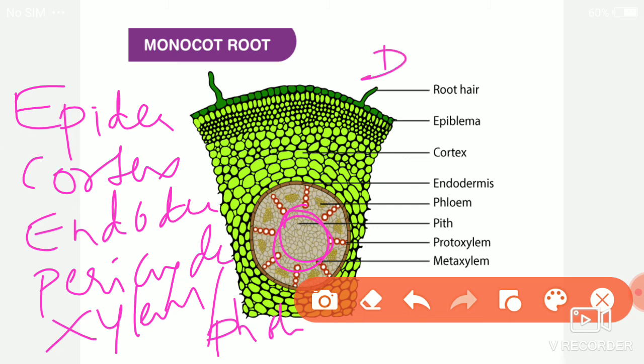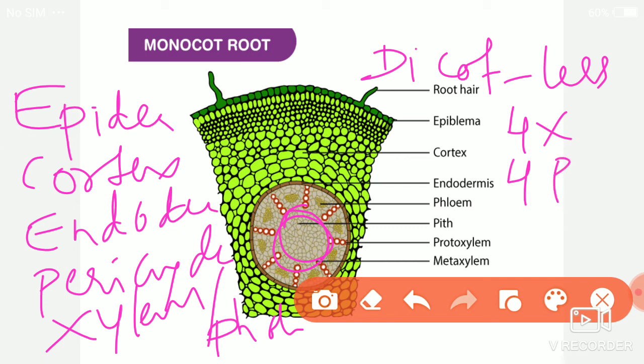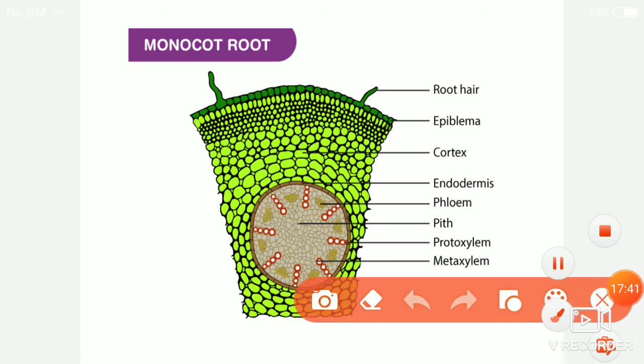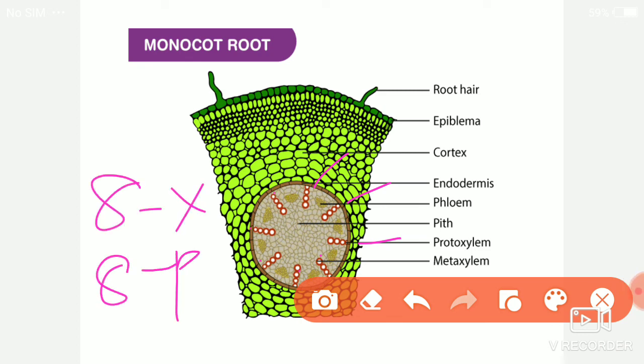In the case of the dicot root, it is fewer: 4 xylem bundles and 4 phloem bundles. But in the case of the monocot root, there are more. You can see the number is more, 4, 5, 6, 7, 8 bundles, 8 xylem bundles and 8 phloem bundles compared to the dicot root.